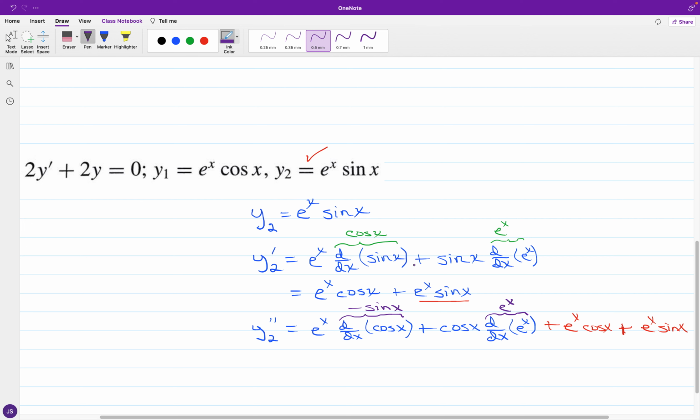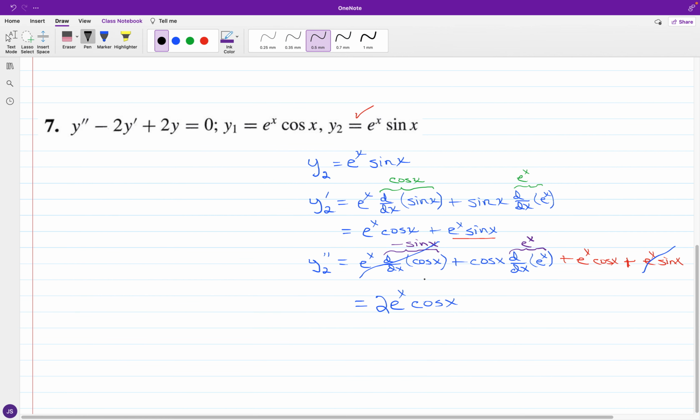And if you notice, we have negative e to the x sine of x and positive e to the x sine of x. These terms cancel, whereas you have e to the x cosine of x plus e to the x cosine of x. It's going to turn out that these two like terms combine to 2e to the x times the cosine of x.